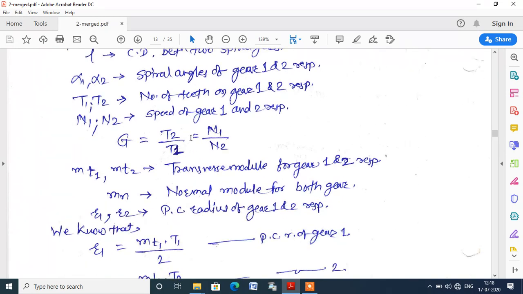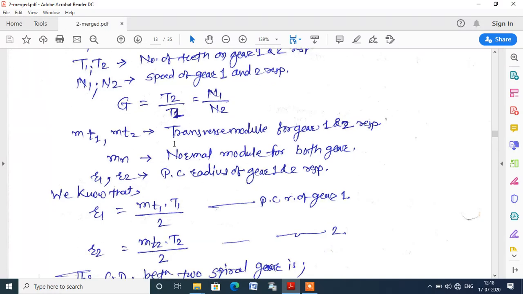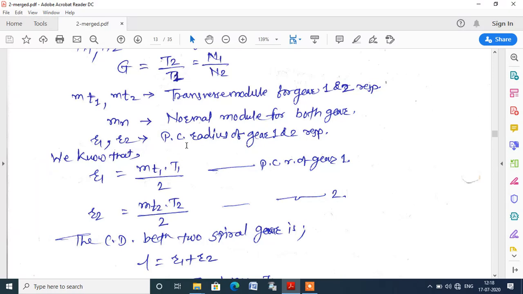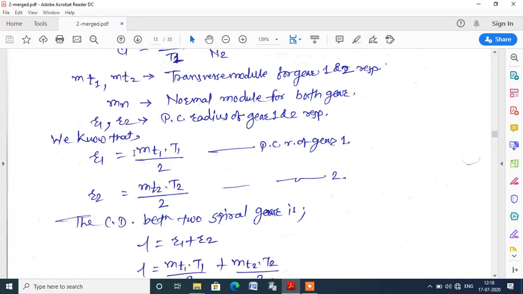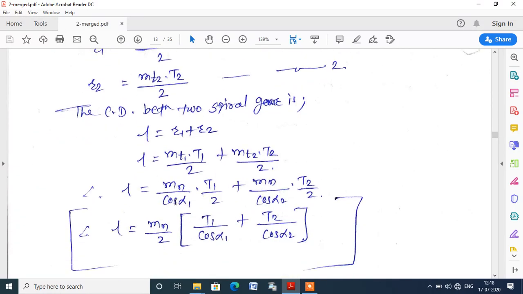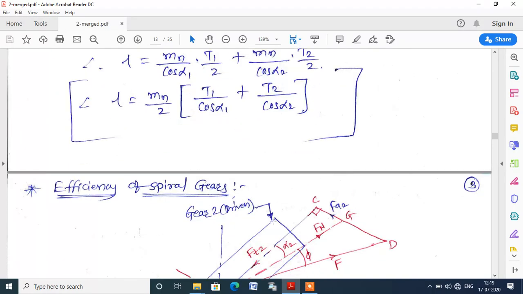The gear ratio we know is N1 by N2 or T2 by T1. MT1 and MT2 are the transverse modules of gear 1 and 2, and MN is the normal module for both. R1 and R2 are the pitch circle radii of gear 1 and 2 respectively. So R1 is equal to MT1 into T1 divided by 2, and R2 is equal to MT2 into T2 divided by 2. So the center distance L is equal to R1 plus R2. By putting these values, we get the final equation: Mn by 2 into T1 by cos alpha 1 plus T2 by cos alpha 2. So this is the center distance. Just calculate R1 and R2, then add them, and you will get the center distance.